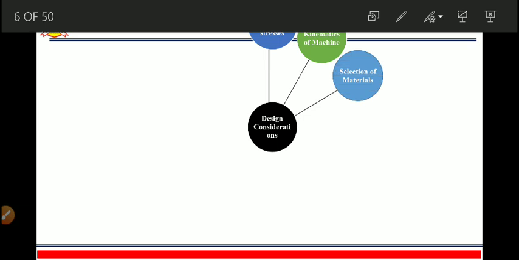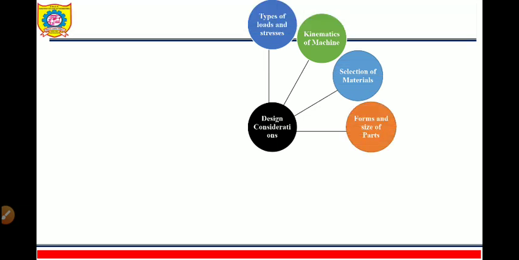So first of all, we have to understand which types of loads are acting on the component, and due to load which stresses are being generated. Second is kinematics of machine. After finding out loads and stresses, we have to find out the kinematics of machine. That means we have to find out different moving parts and their velocities.